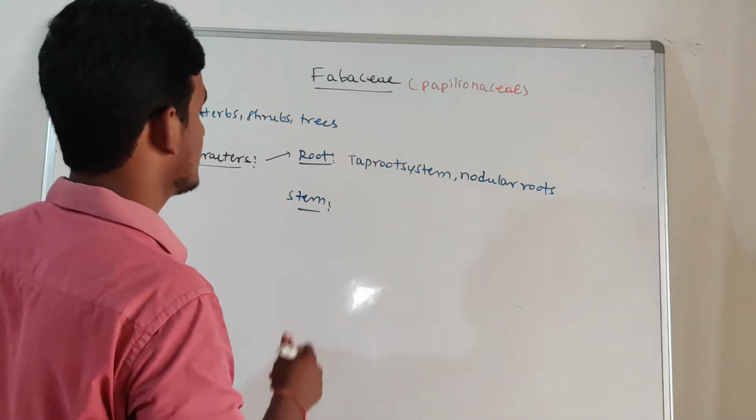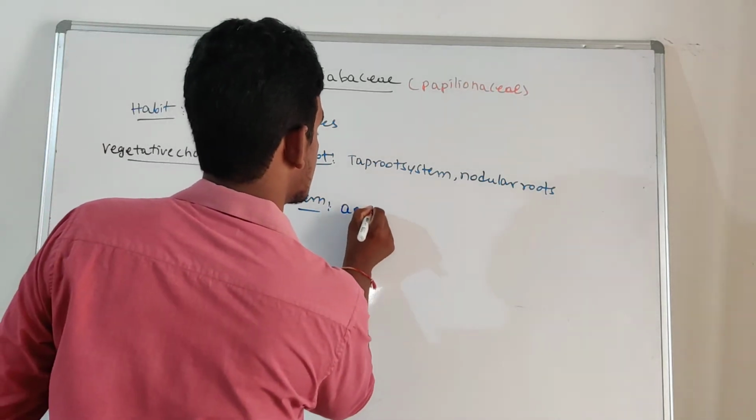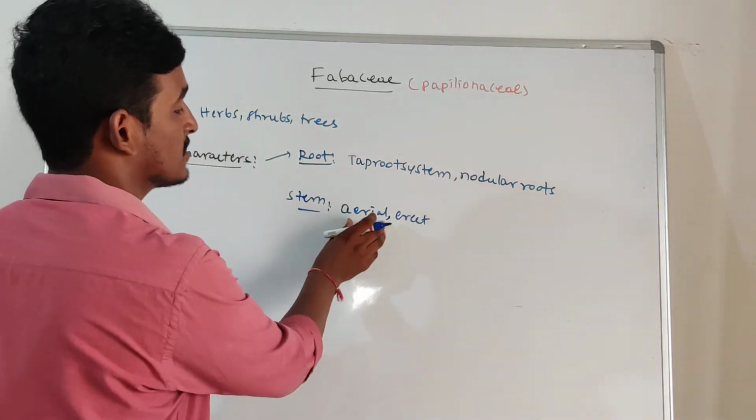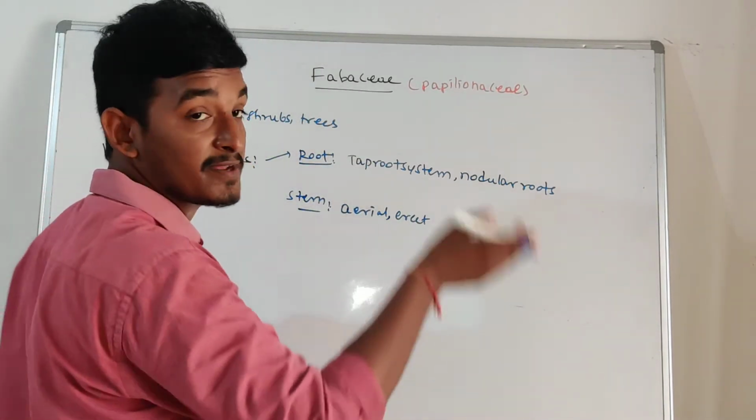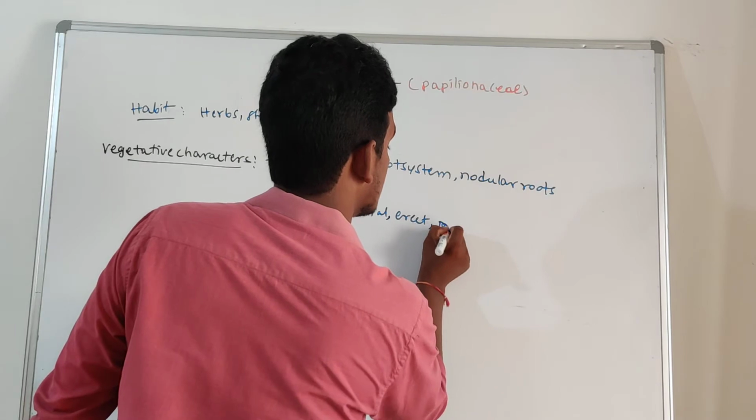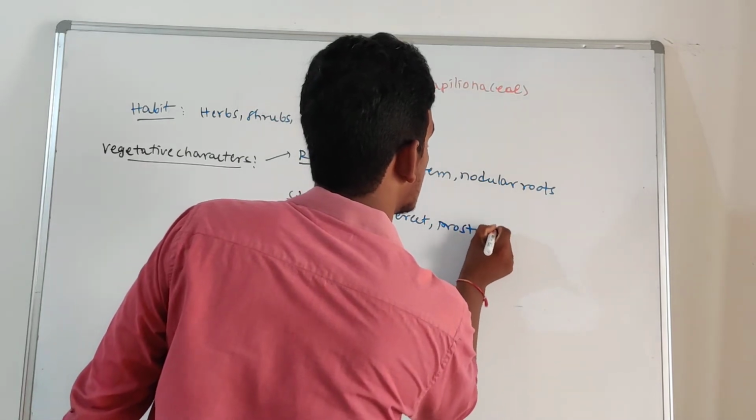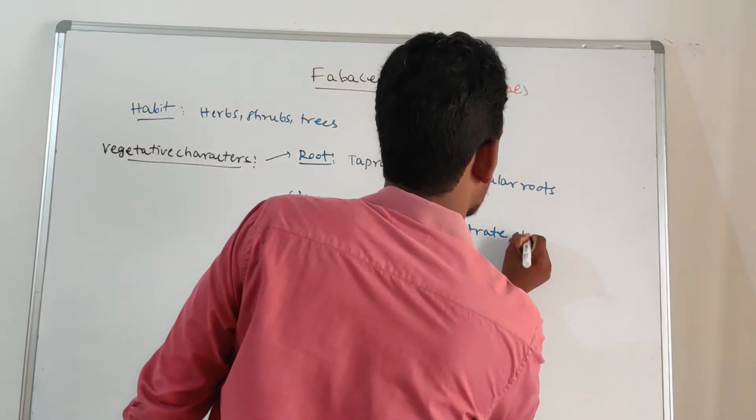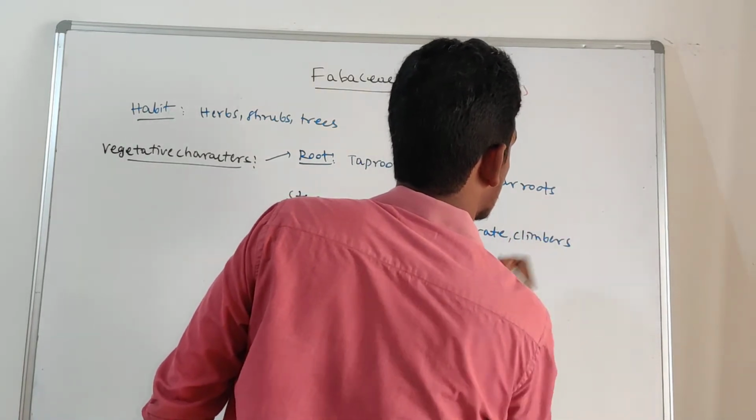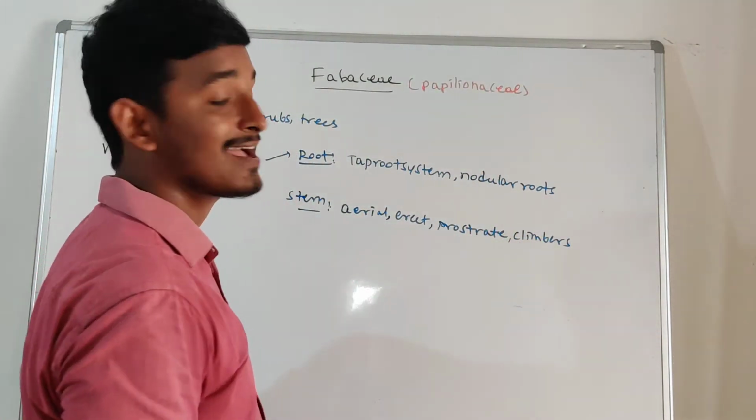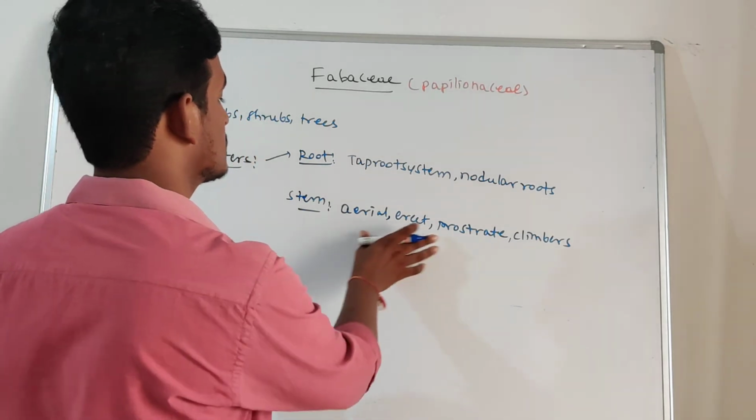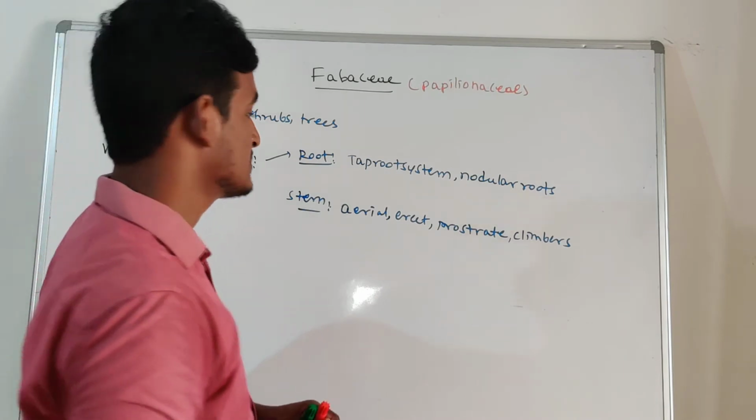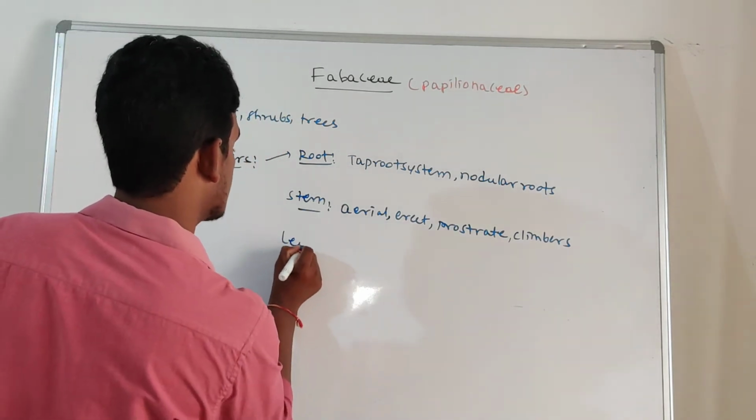Generally the stem is aerial and erect. So it is present outside and in an erect form, and sometimes it is prostrate, like a pea plant. So those are climbers also. So various types of stem are found in the Fabaceae family.